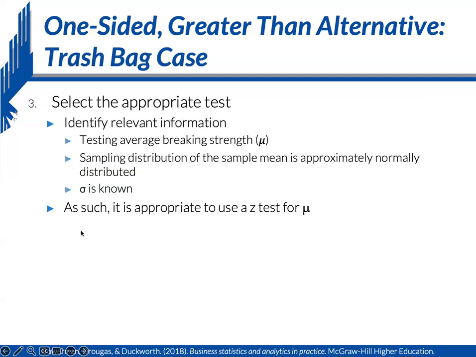Now, to confirm that the z-test for the population mean is the appropriate test to be performed, we will assess the assumptions or the conditions that were stated, which are required to perform the z-test for the population mean. So first, indeed, we are making an inference about a population mean. So in that particular case, we want to make a conclusion about the average breaking strength. Next, the sampling distribution in the trash bag case is approximately normal.